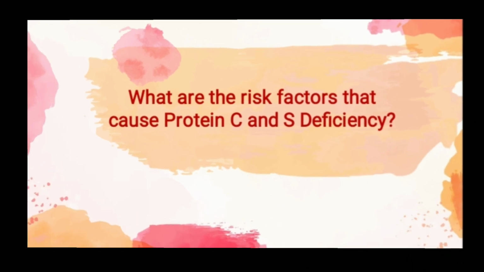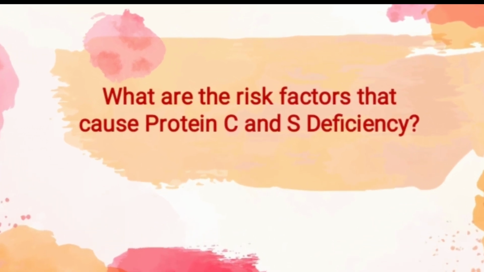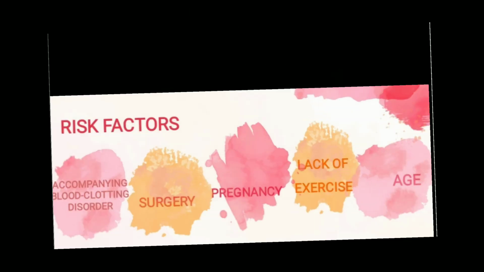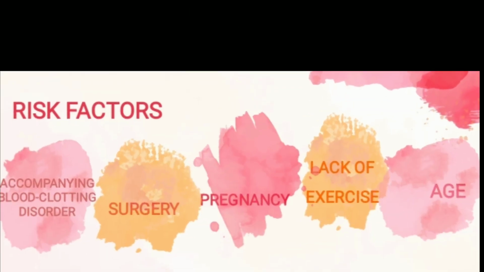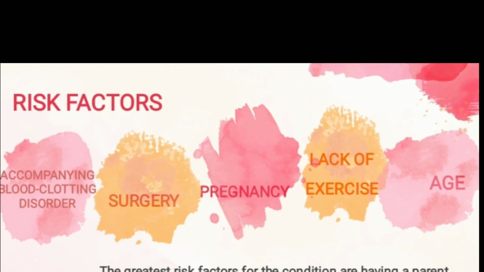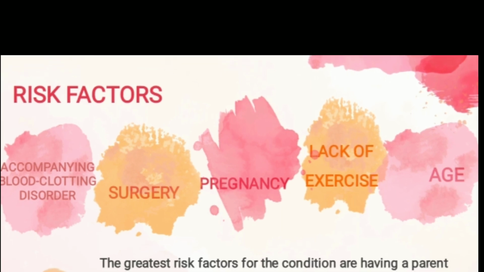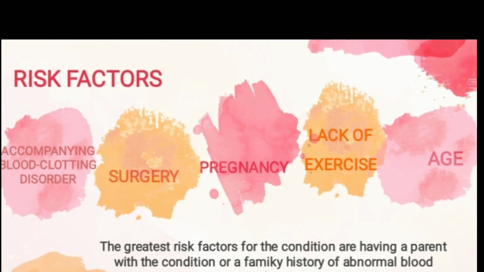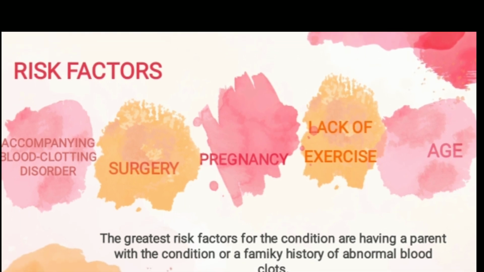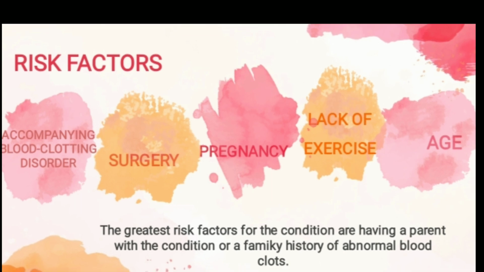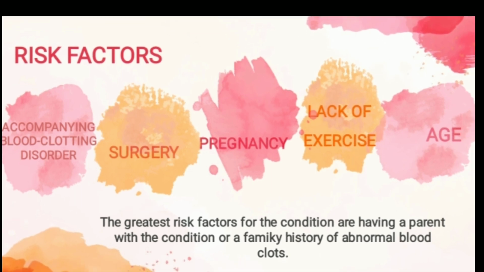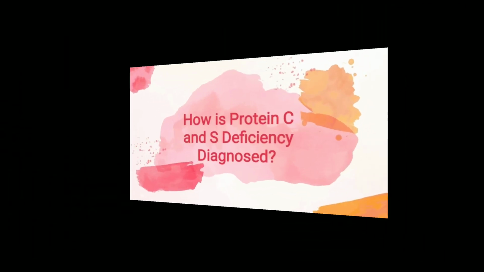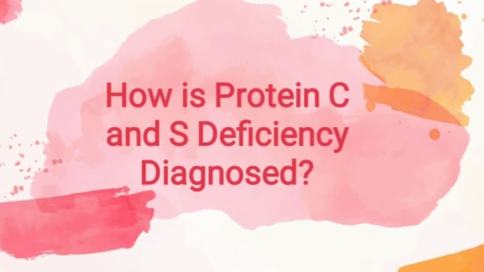What are the risk factors that cause protein C and S deficiency? These factors include surgery, pregnancy, lack of exercise, age, and an accompanying blood clotting disorder. However, the greatest risk factors for the condition are having a parent with the condition or a family history of abnormal blood clots.